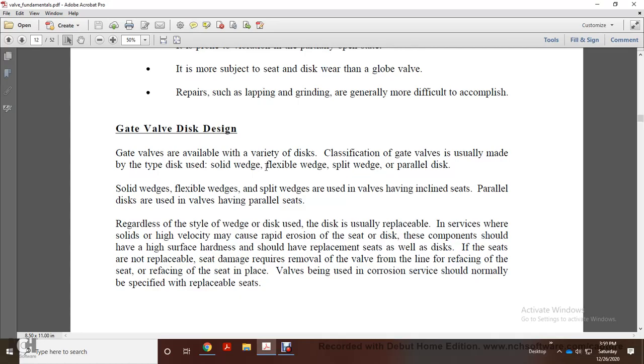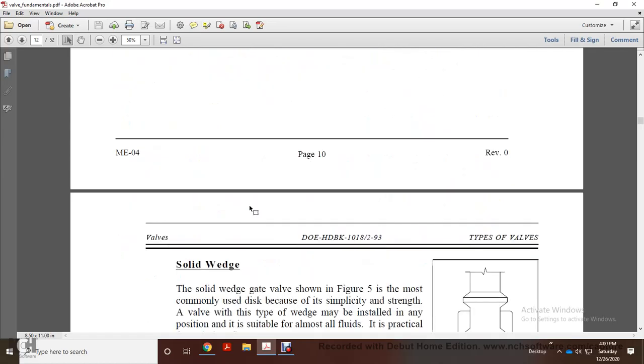Regardless of the style of the wedge disc, the disc usually is replaceable and surfaced with hard solids, and the high velocity may cause rapid erosion. The seat and disc components should have high surface hardness, and should have replaceable seats as well as discs. If the seats are not replaceable, damage requires removal of the valve for refacing of the seat, or refacing of the seat in place. Valves used in corrosive service should normally be specified with a replaceable seat.